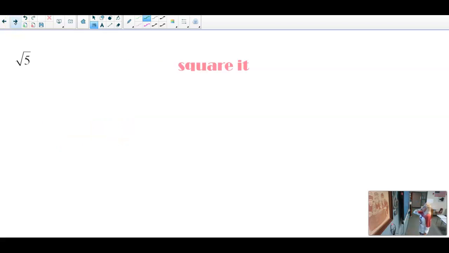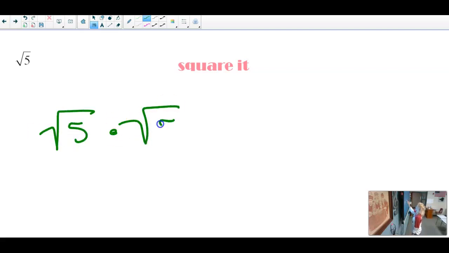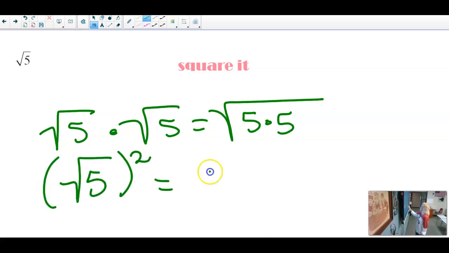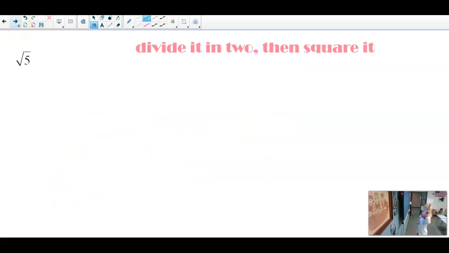Oh, squaring it. Okay, well, when you square something, you raise it to the second power. And when you raise something to the second power, when it's a radical, they can be underneath the same square root symbol. So the square root of 5 raised to the second power, y'all, that's just 5. When you raise a square root to the second power, the square root symbol cancels out the exponent.